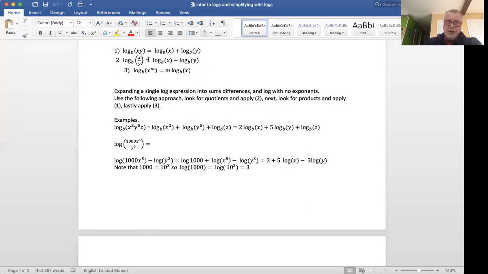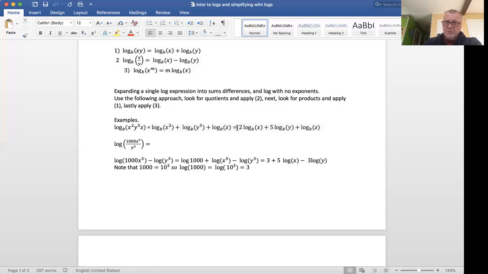And so we're going to expand this product because x squared times y to the fifth times z. There's three things we're multiplying together, so we're going to have three separate logs. One's going to be x squared, the other's going to be y to the fifth, and the third is going to be z. Lastly, we look to see if there's exponents in the argument.